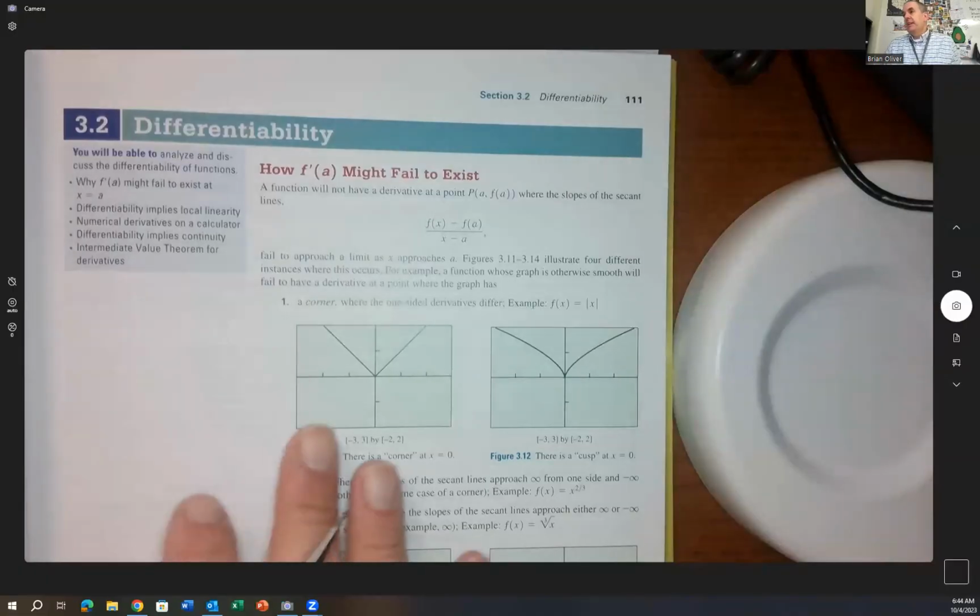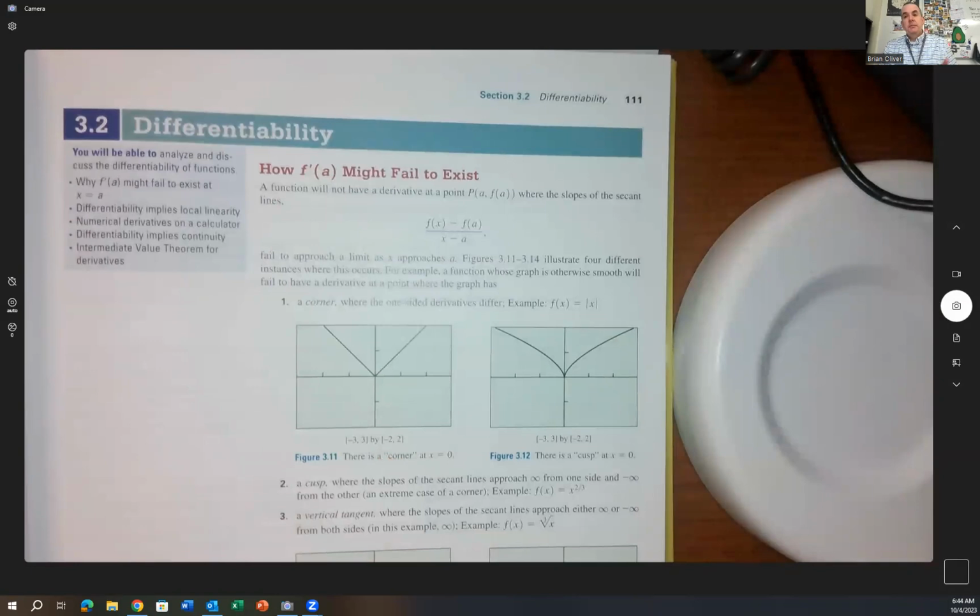Okay, what we're going to do now is talk about the idea of differentiability. We talked about it briefly in class, but I want to go over it a little more thoroughly. So I'm going to use some notes from a book and then an example. So, the idea of differentiability. Differentiability means that a function has a derivative.